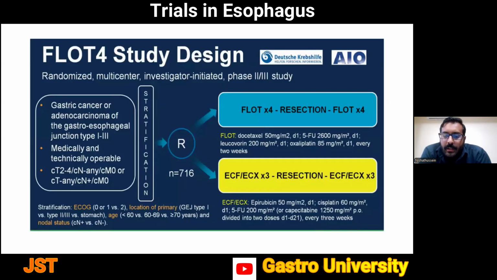So FLOT consists of docetaxel 50 milligram per meter square, which was given on day one, with 5-fluorouracil 2,600 milligram per meter square infusion, which was given for 24 hours on day one, leucovorin 200 milligram per meter square, day one, and oxaliplatin 85 milligram per meter square, day one.